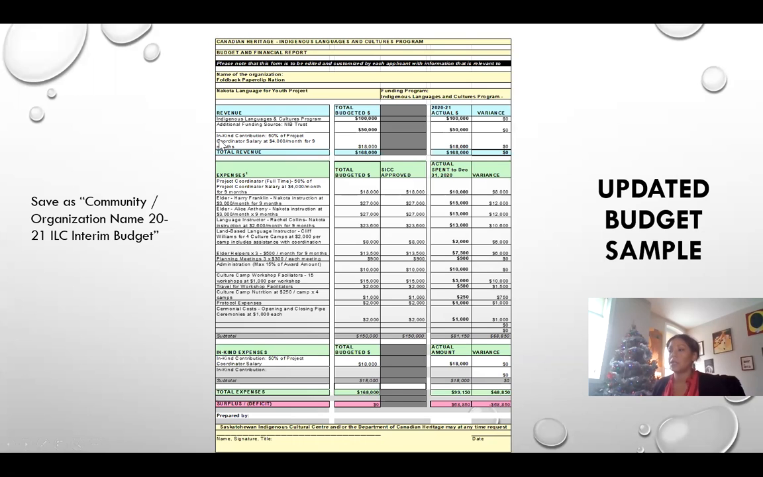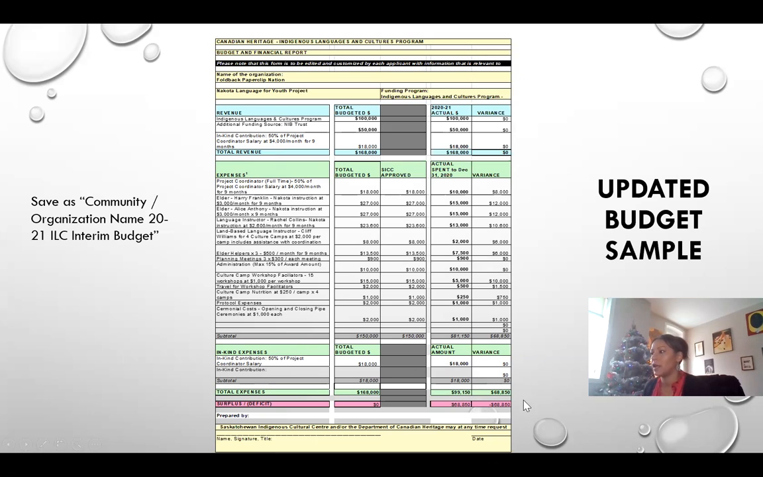I'm also going to draw your attention to the in-kind contribution section. So in here, I've included in the revenue in-kind contribution of $18,000. That's 50% of the project coordinator's salary. Down here below in the in-kind expenses, I've also put that going out. So what goes in must go out. And at this point, that's kind of how you lay that out there.